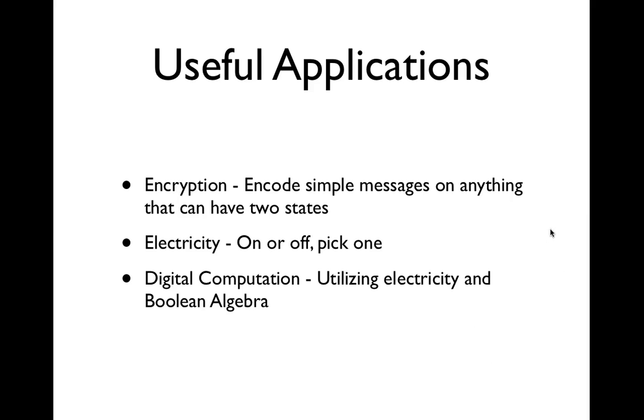Now, useful applications of binary. Encryption is extremely easy with binary, since binary only has 2 possible states: 0, 1, on, off, yes, no, true, false. Whatever you want to do, anything that can have two separate identifiable states can be used to carry a simple message in binary.